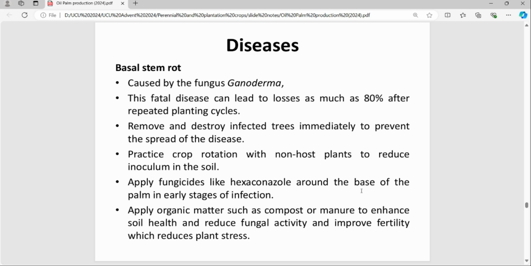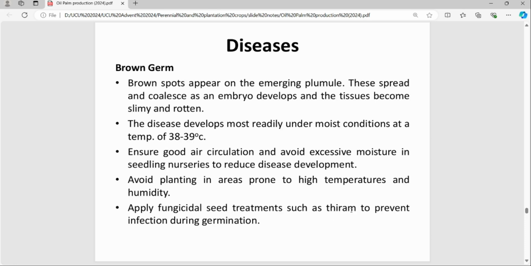Then applying organic matter, especially compost or animal manure, will help enhance the soil health and reduce the fungal activity, as well as improve the plant vigor. So the plants will have more vigor to fight the disease.